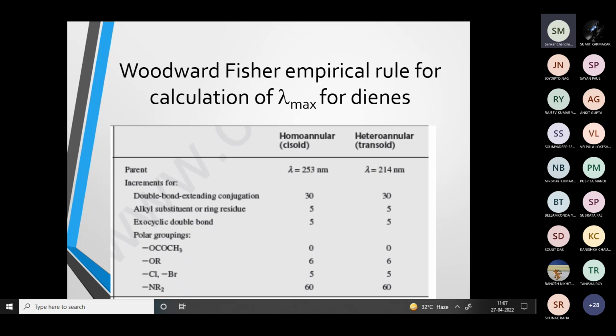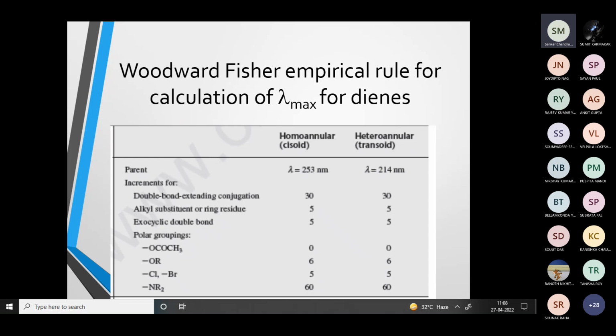So in different cases, how much lambda max will be added is explained here. For double bond extended conjugation, any double bond added as a conjugation, in each case 30 nanometer have to be added. If any alkyl substituent or ring residue is there, then 5 nanometer you have to add. Exocyclic double bond: if within the compound one exocyclic double bond is there, then in addition 5 have to be added more.